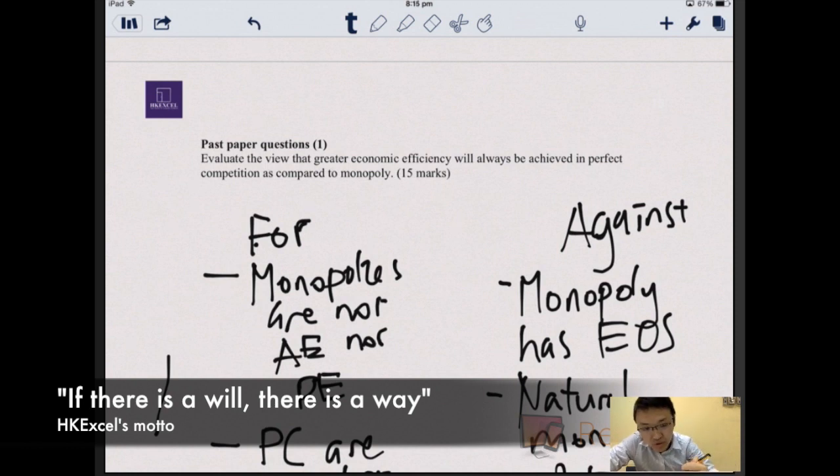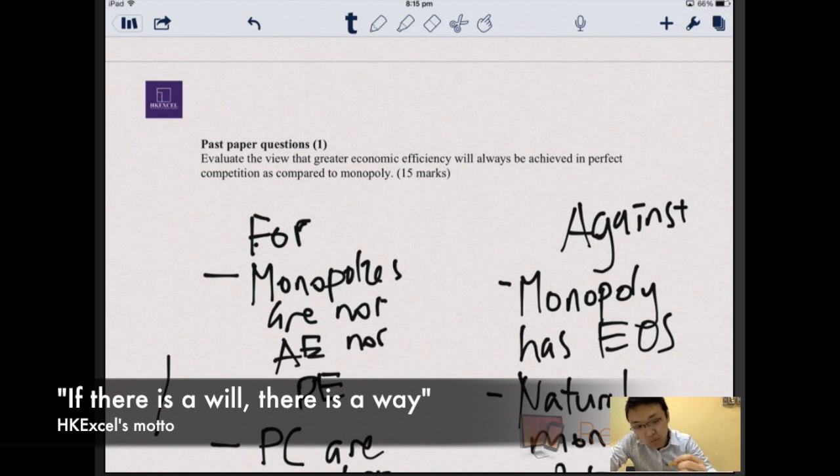Today I'm going to cover a question on theory of the firm, which is a part of the syllabus that a lot of higher level students fear. But at HKExcel, we have a saying, and that is every essay is the same. If you have a concrete strategy, a set of rules and a general outline you follow, you can apply the same outline to any question and get the same results.